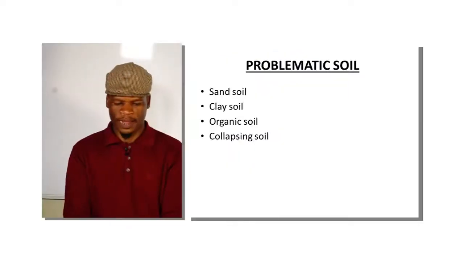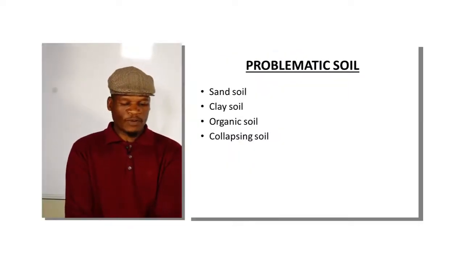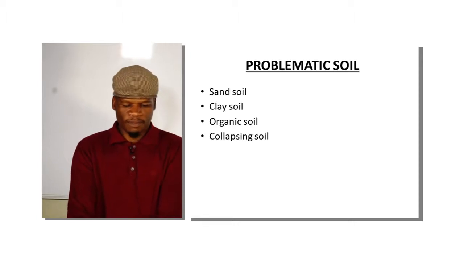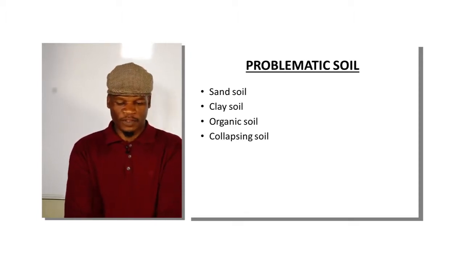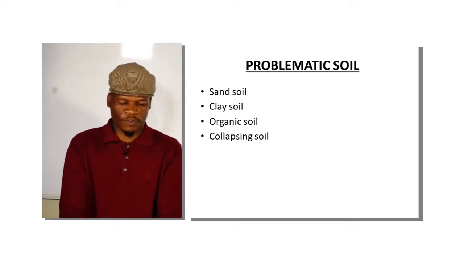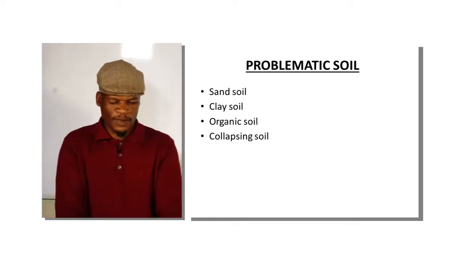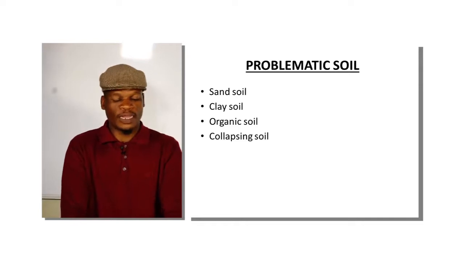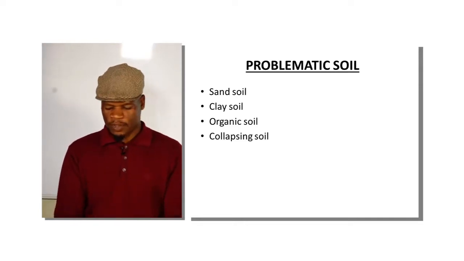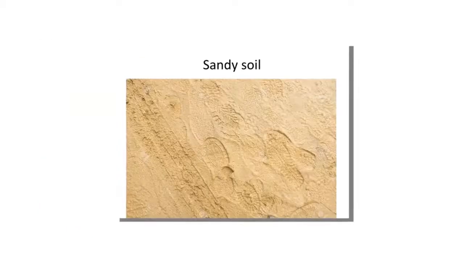Then we also indicated that we are going to look at the types of soil which give problems when you are building structures. Those types of soil are classified into four. We have got the sandy soil, the clay soil, the organic soil, and the collapsing soil. So let's just look at them one by one.